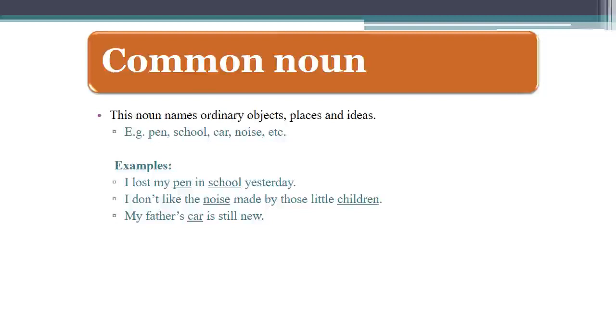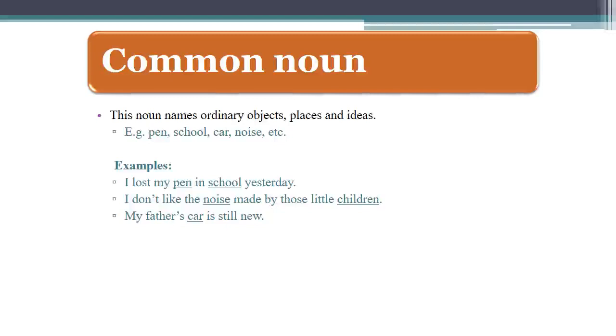Common noun. This type of noun names ordinary objects, places, and ideas. It refers to everyday things, common things that we see around us, whether they be objects or places or ideas. They are, as the name implies, common. Examples: we have pen, school, car, noise, etc.